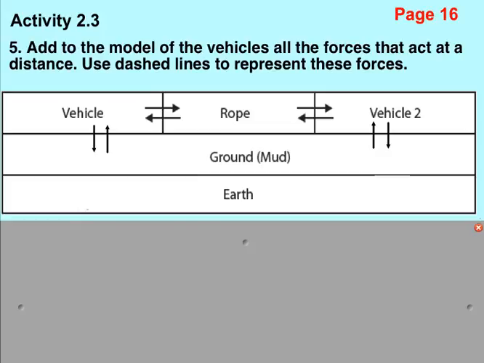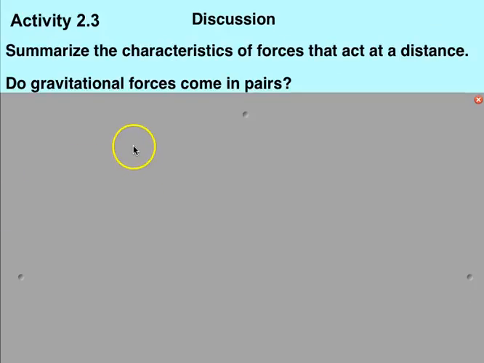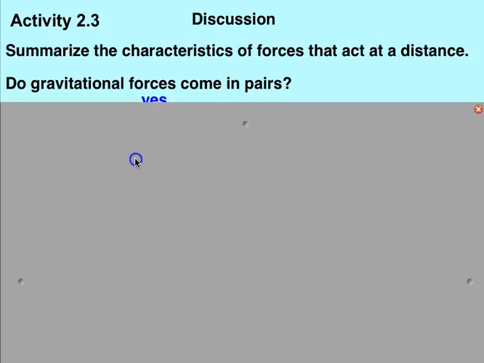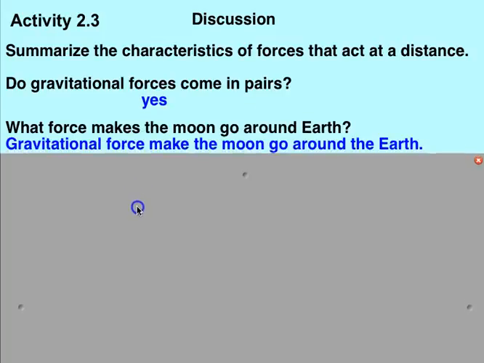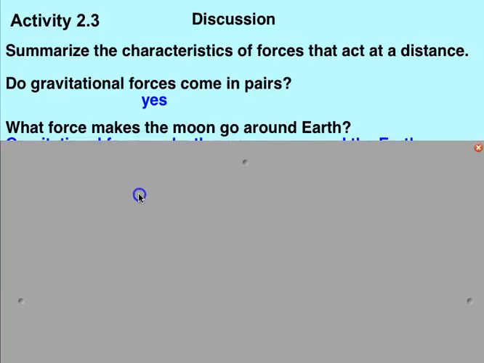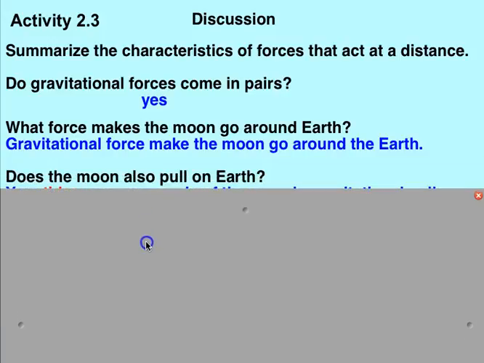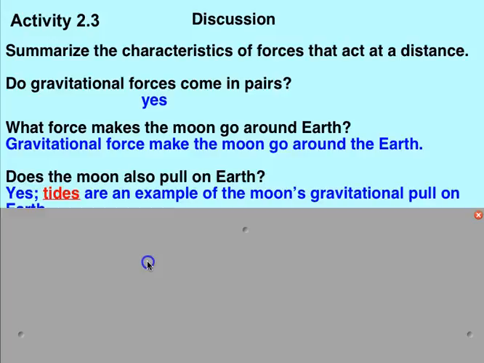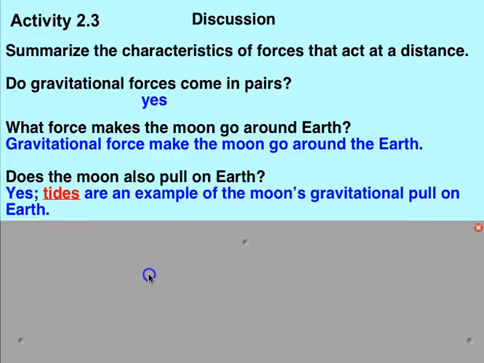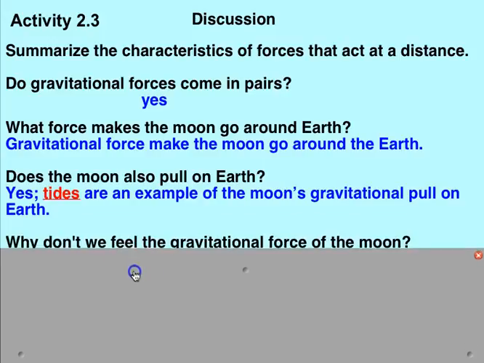Now that you've completed that, let's summarize what happened. So do gravitational forces come in pairs? Absolutely. So what forces make the moon go around the Earth? Well, it's gravity that makes the moon go around the Earth. Does the moon also pull on the Earth? Absolutely. Think about it. We have these things called tides. Tides are an example of the moon's gravitational pull on the Earth. So we know the moon does impact the Earth.